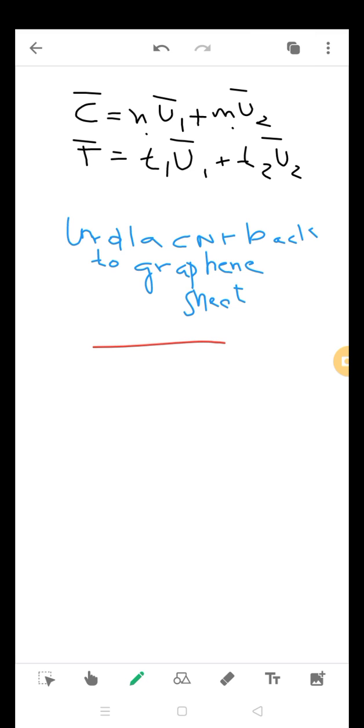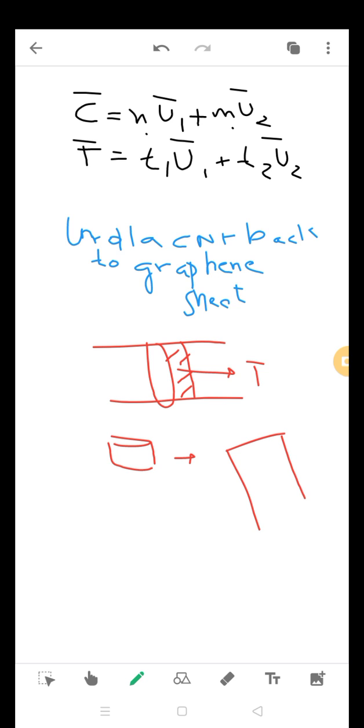So this is your carbon nanotube, and this is the girth of it. You take a section, and this is where the translation is taking place. So if we could cut out this portion, it will be like a tin can, and if we again unroll it, it will again take the shape of a graphene sheet.